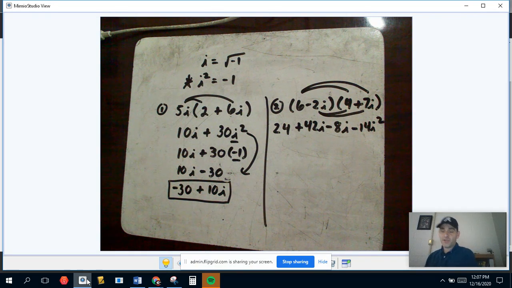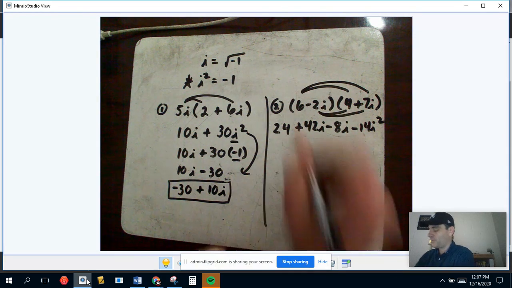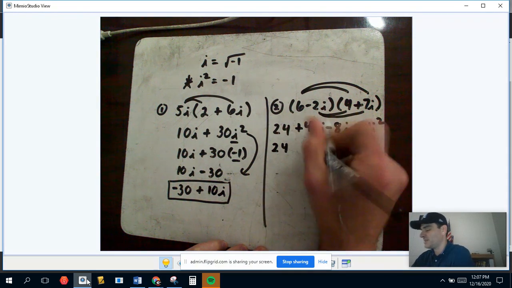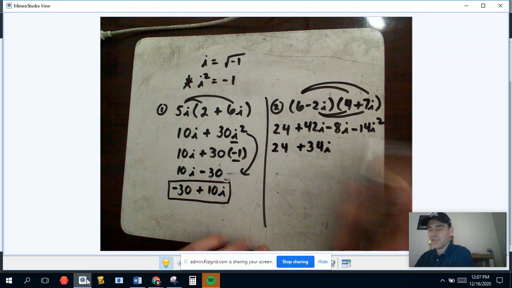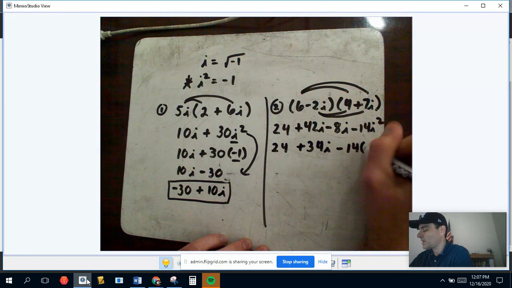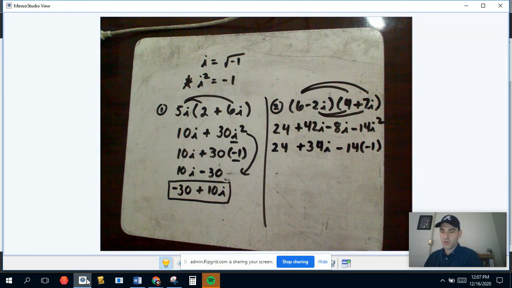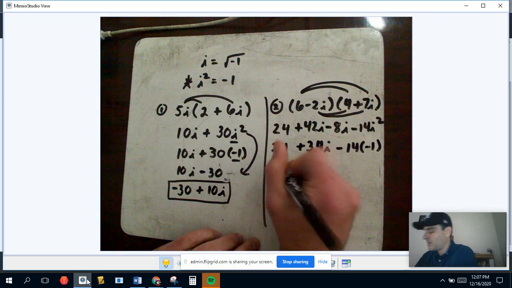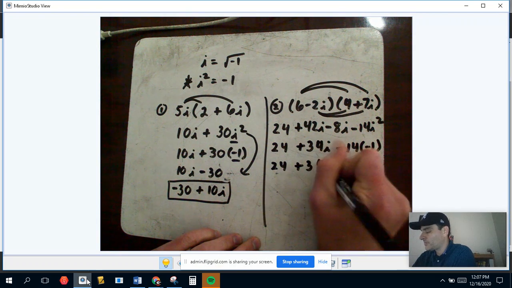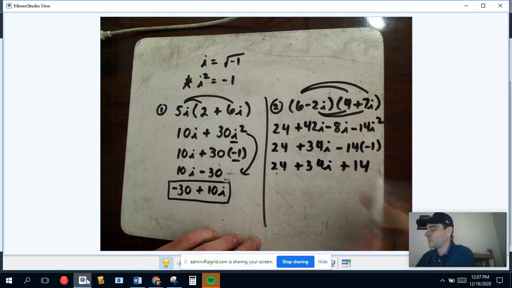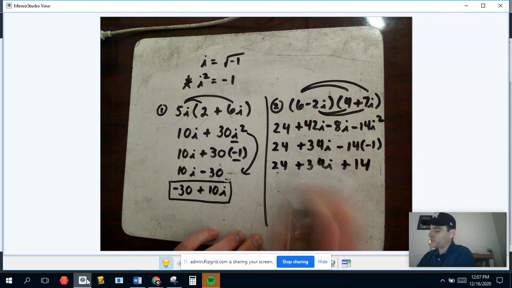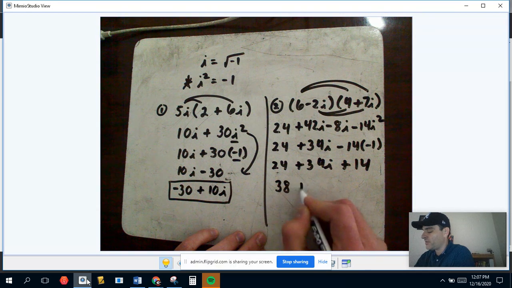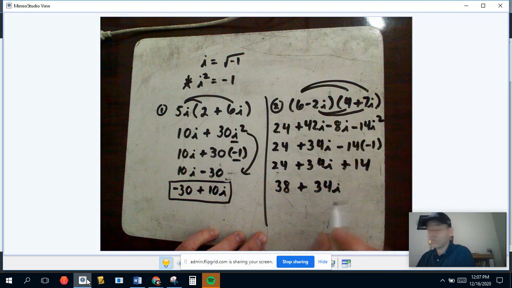There are two things we can do here. One thing would be to combine 42 minus 8, that's 34i. i squared changes to -1. Remember, you could bypass that step and just go ahead and write plus 14. That's fine. We'll do it here, because -14 times -1 is positive 14. 24 plus 14 are like terms, so I'll add those to get 38. 38 plus 34i is correct.